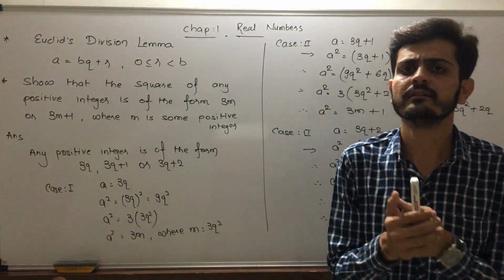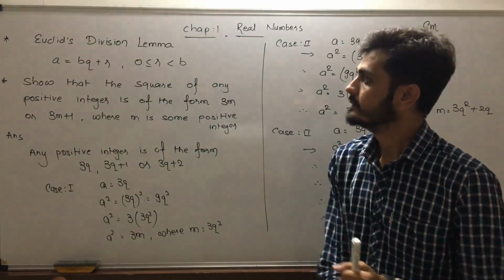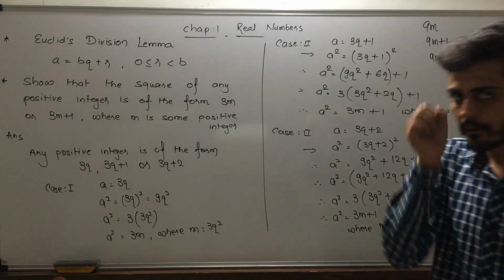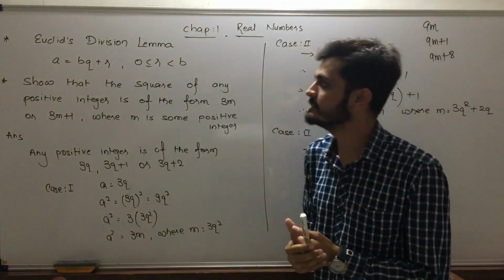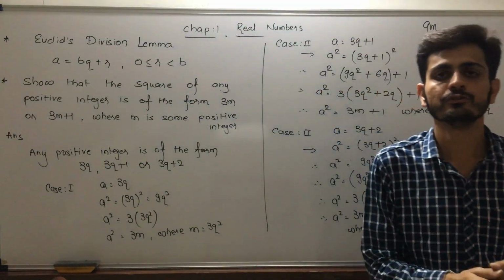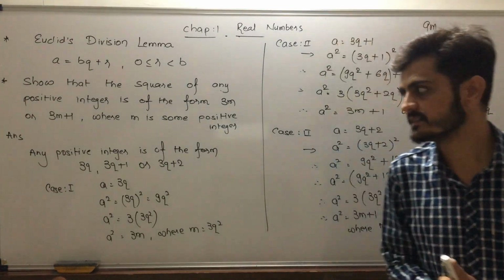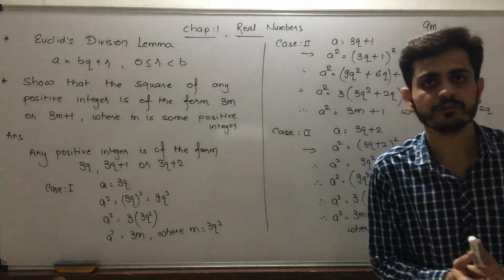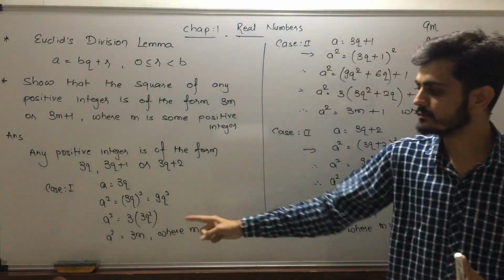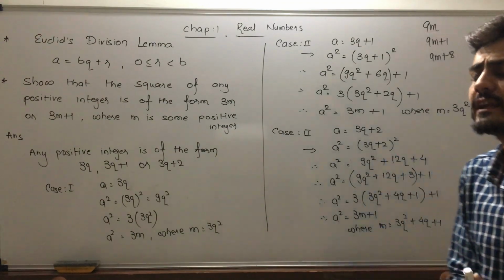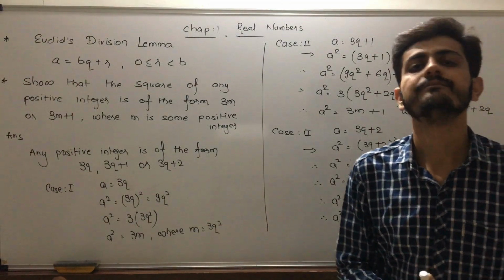I hope all of you understood this Euclid's division lemma, and this Euclid's division lemma is used to compute the HCF of two positive integers, and these are two theoretical questions which we have proved: that the square of any positive integer is of the form 3m or 3m plus 1, and the cube of any positive integer is of the form 9m, 9m plus 1, 9m plus 8. Thank you everyone.